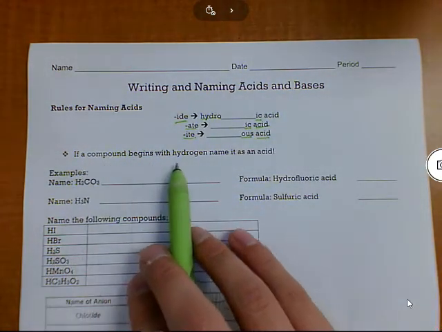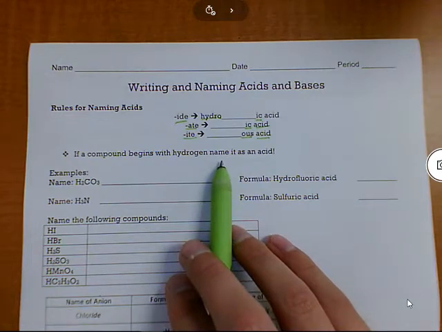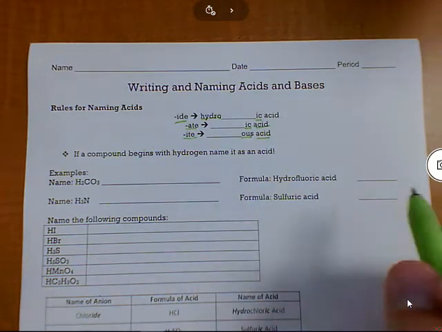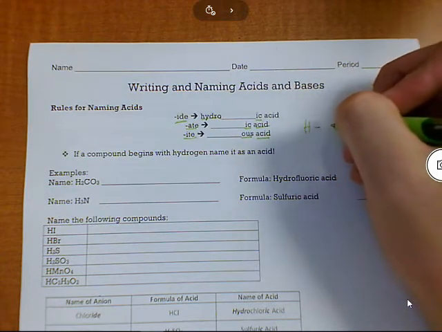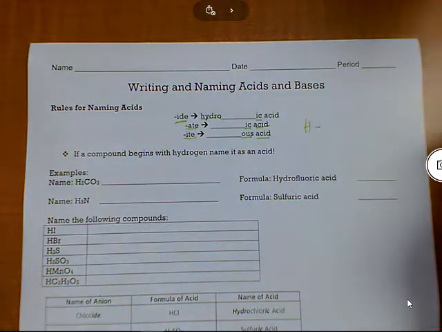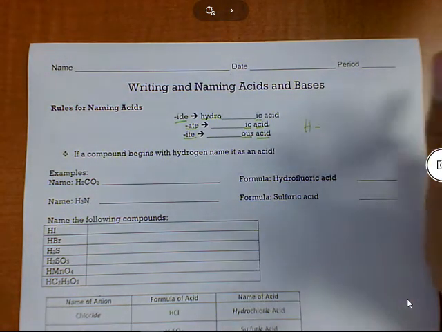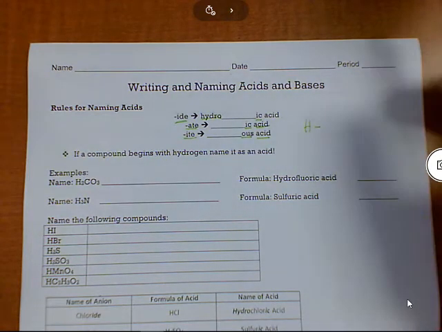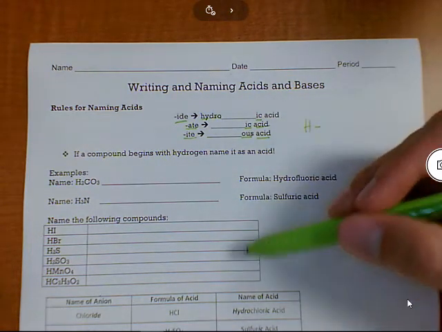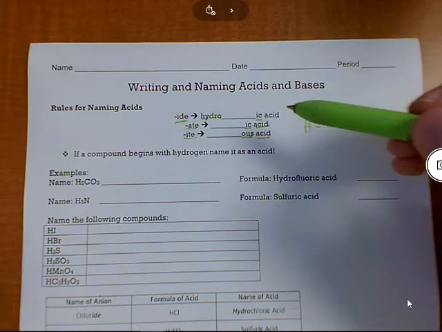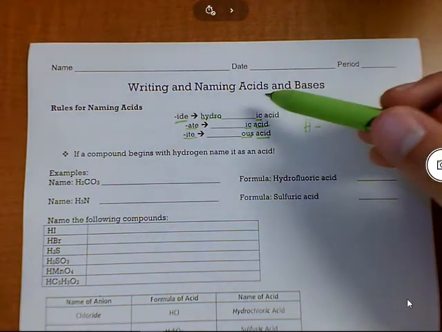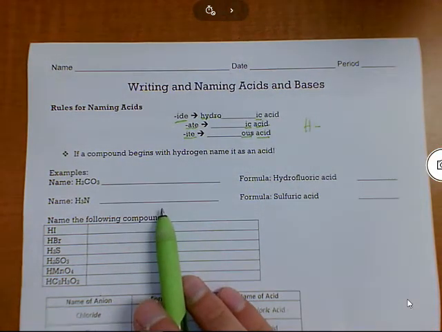Now, to know if something is an acid, that's our next part. If a compound begins with hydrogen, it is an acid. So if you see an H attached to any element here, then it's going to be an acid. There's only one exception for this, and I'll show you when we get to the examples down here. Everything else will follow these rules, because it would be an acid. Okay, so let's do the first one.